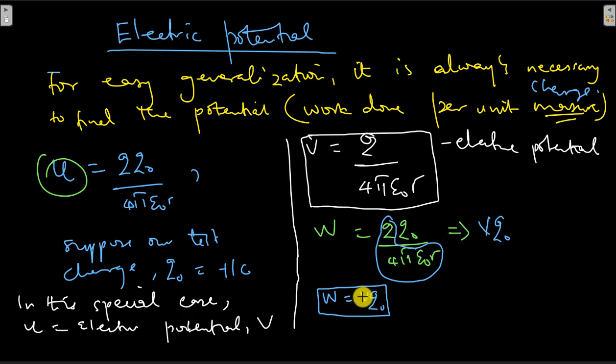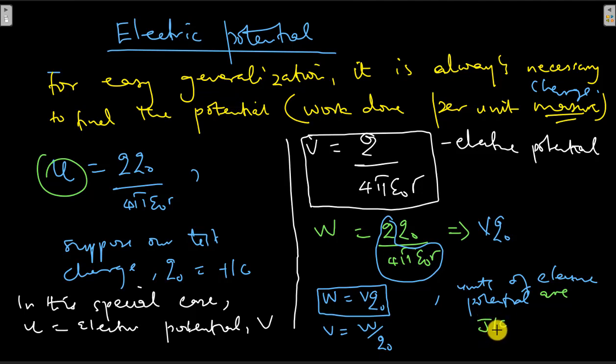So the electric potential is a scalar quantity, and the units of the electric potential, as you notice from here, are going to be the work done divided by charge. So the units of potential are going to be joules per coulomb. Yes, so this is what we have as the electric potential, a general property of the field, and it's a scalar quantity.